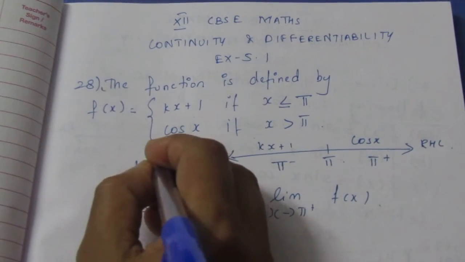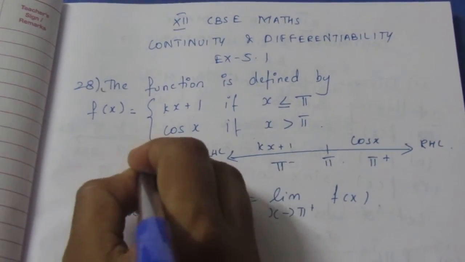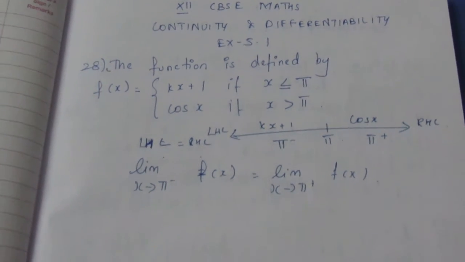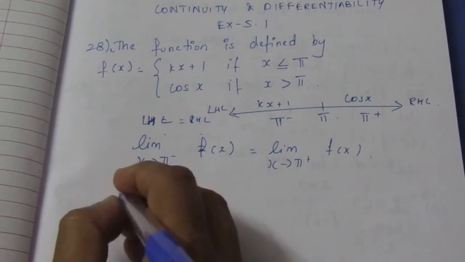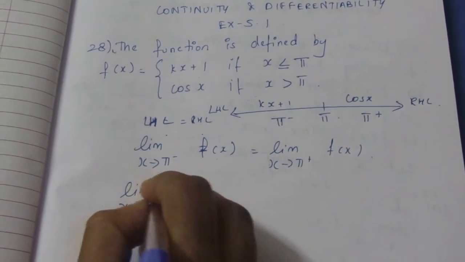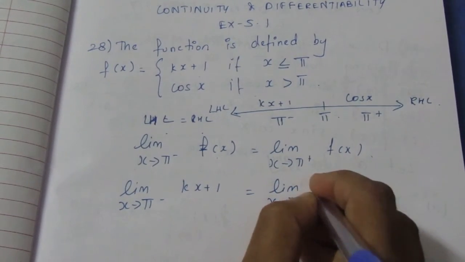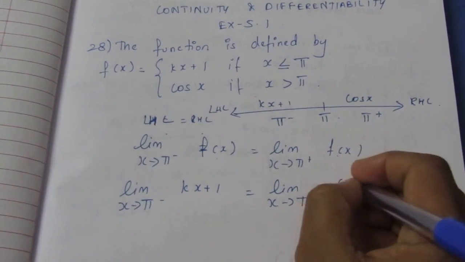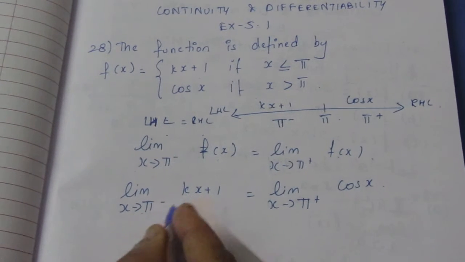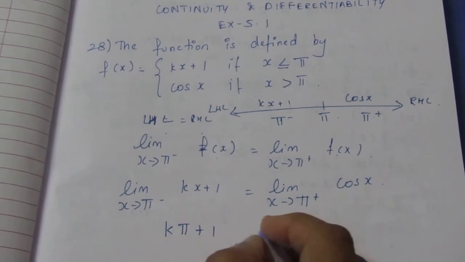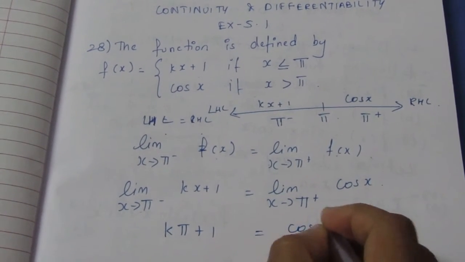LHL is equal to RHL. It is given that the left hand limit is equal to the right hand limit because it is continuous. So your left hand and right hand limit will be equal. I have just substituted the left hand limit and right hand limit. Now in the place of f of x you can substitute kx plus 1 is equal to limit x tends to pi positive, f of x value is cos x on the right hand limit. Substitute the value of pi on both the cases, it becomes k into pi plus 1. Wherever you see x, just substitute the value pi.